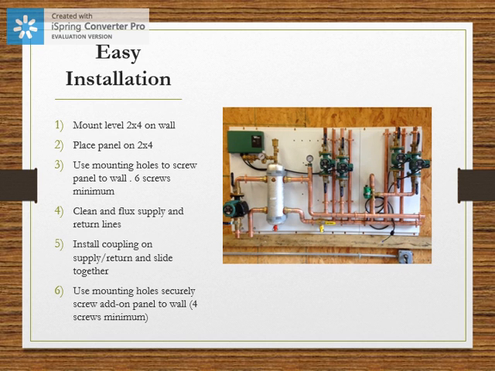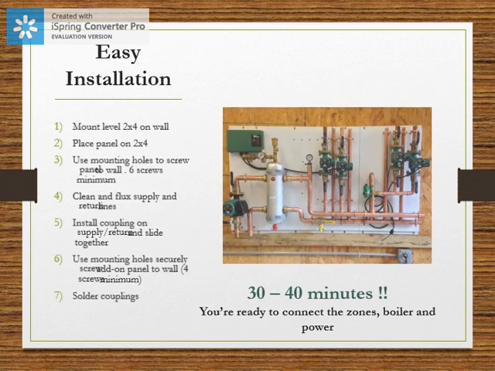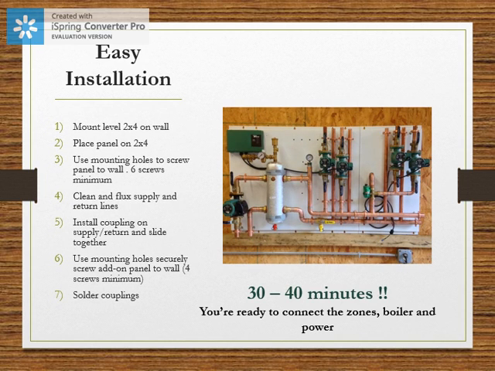Slide the panels together. This may take a bit of wiggling to get them together, but once they are slid together, use at least 4 screws to attach the add-on panel to the wall. Solder the couplings and install end caps on the supply and return line of the add-on panel. The panels are now ready to connect the boiler, zone distribution lines, electricity, and water. Getting the panels mounted and connected should only take 30 to 40 minutes.